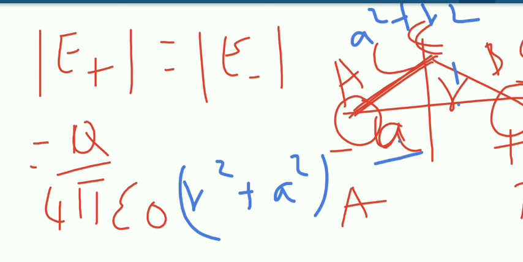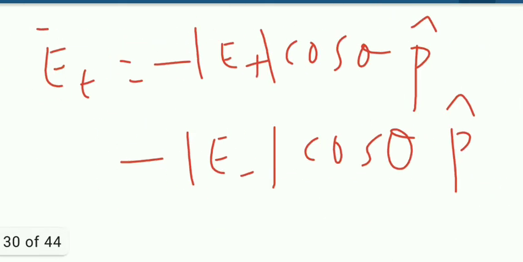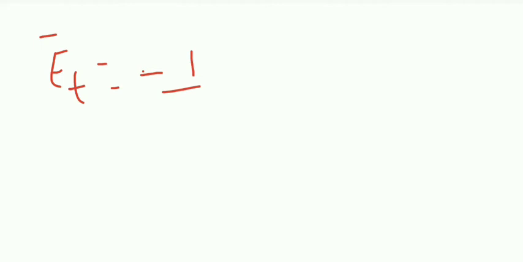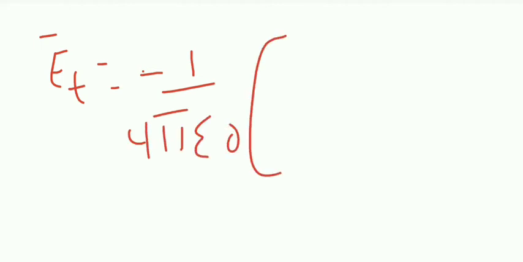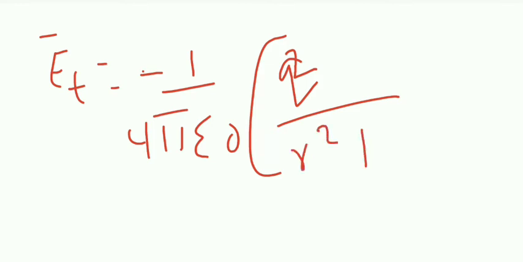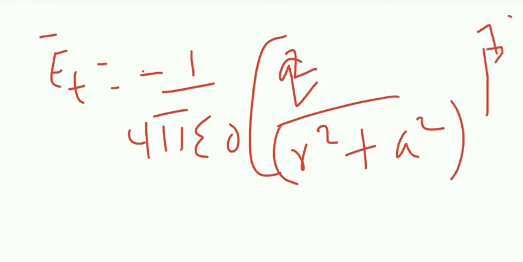So E plus and E minus we found. Substitute that E plus and E minus value in this equation. If you substitute that, E total becomes equal to minus 1 by 4 pi epsilon naught into Q divided by R squared plus A squared into P vector. Fine. Okay, so that is my total electric field.